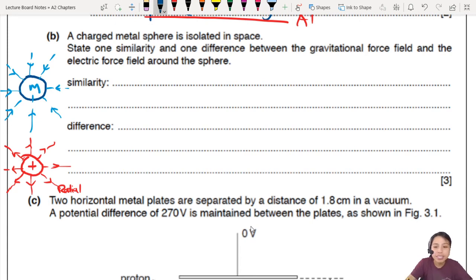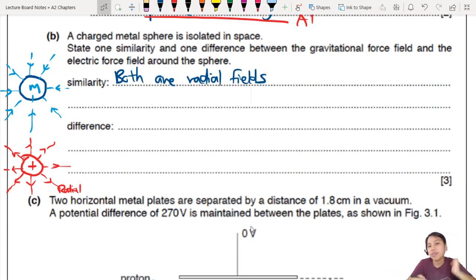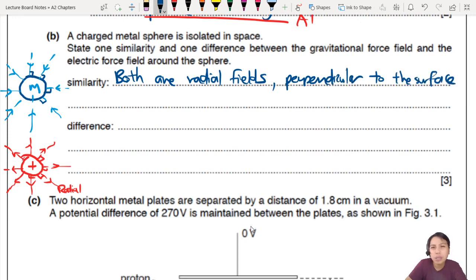Both are radial fields. If you want to add more detail, you will cover more points in the mark scheme, but you only get a mark for that. But both are radial fields. Another thing you can notice about the diagram that I just drew is that the field lines are always perpendicular to the surface. See, I drew for the red color one. For the blue color one, also all the electric field or gravitational field lines must be perpendicular to the surface that they're coming out of or going into. So both are radial fields perpendicular to the surface. Sometimes people say normal because normal is also perpendicular to the surface.